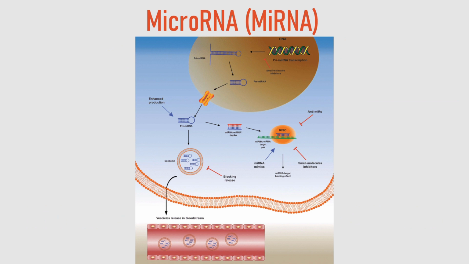MicroRNAs, or miRNAs, have a big role in gene regulation. MicroRNAs are a family of about 21 to 25 nucleotide small RNAs that negatively regulate gene expression at the post-transcriptional level. They bind to the RNA molecule and control the stability of the mRNA in the cytoplasm. The longer an mRNA exists in the cytoplasm, the more time it has to be translated, and the more protein is made.